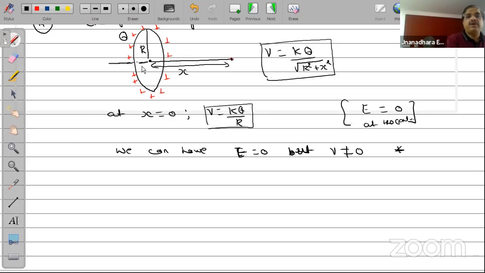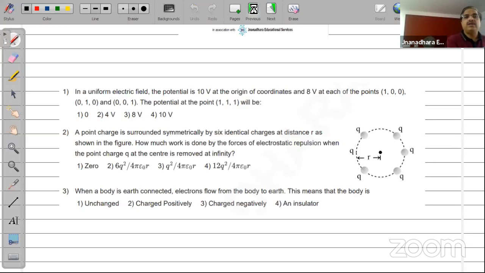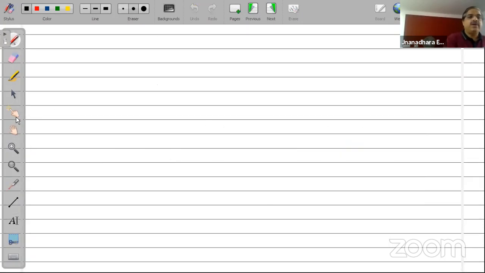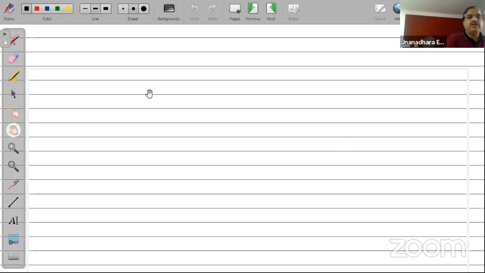Okay, so now I think I'll go to my next page to illustrate one more concept here, the potential.